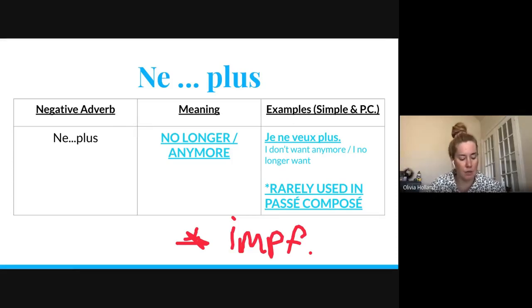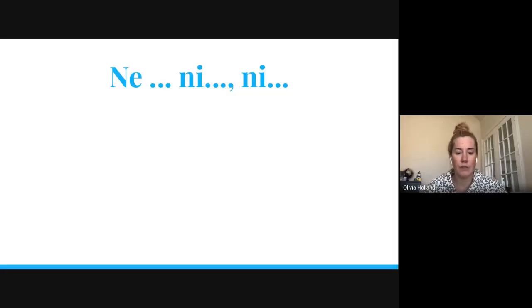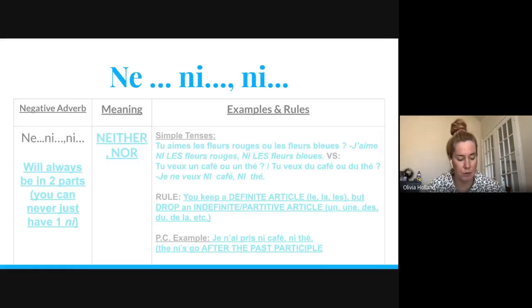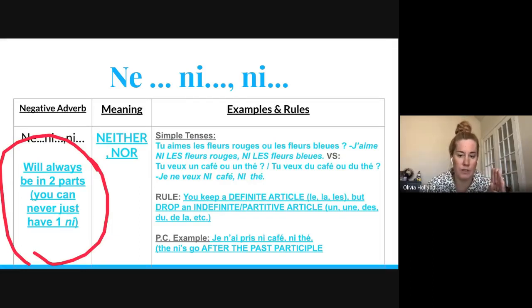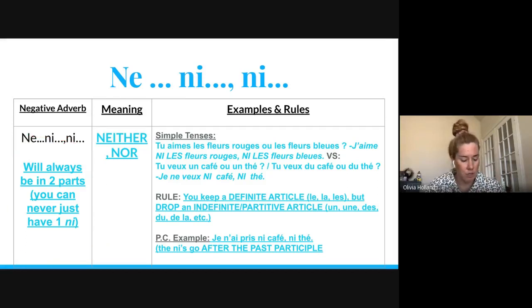The next one, though, is the super complicated one. So ne, ni, ni. This one has two parts. You have to have two ni's, and this one means neither nor. So the first thing to know is this. Okay, it will always be in two parts. You can't just have one ni, you have to have two because you have to say neither nor. The next one I want to focus your attention on is just the simple tenses. So I know you're probably trying to write this all down as you watch the video, but just listen carefully because the simple tenses, this is the one that is kind of weird.